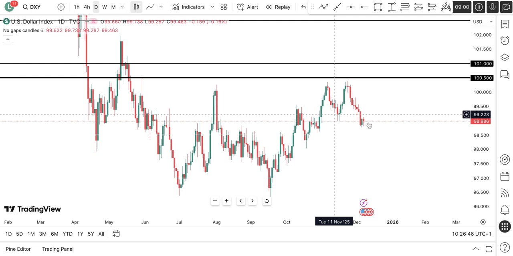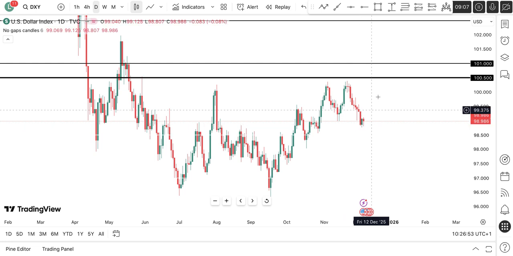I'm waiting, right? I need to see a shift of structure on the daily time frame, on the DXY, to be bullish before I start looking for sales on the Euro USD.